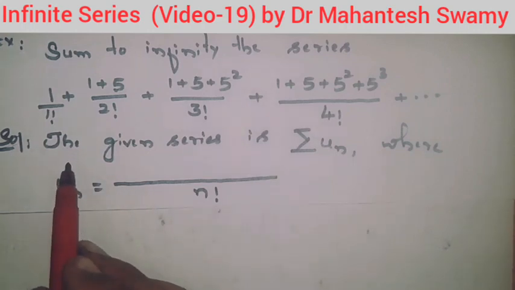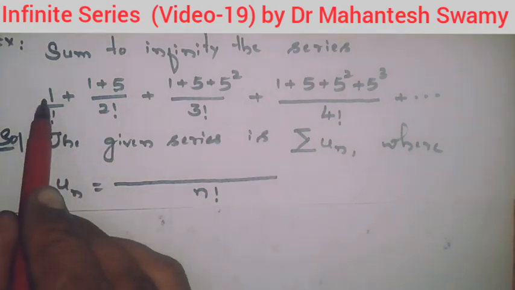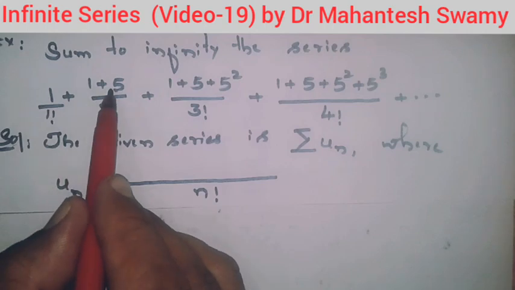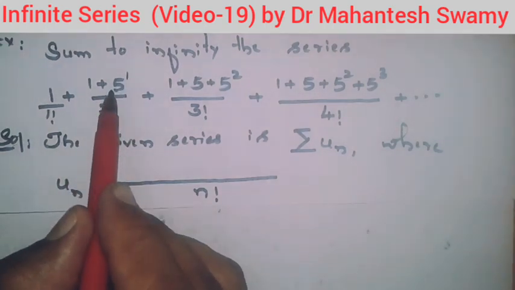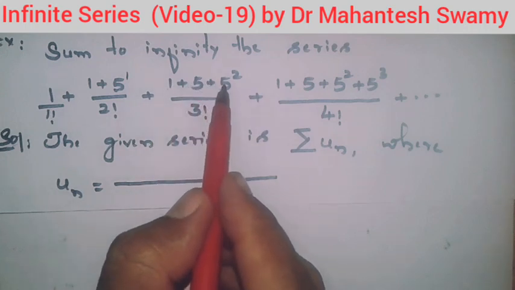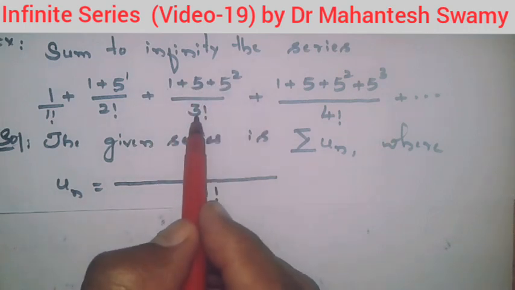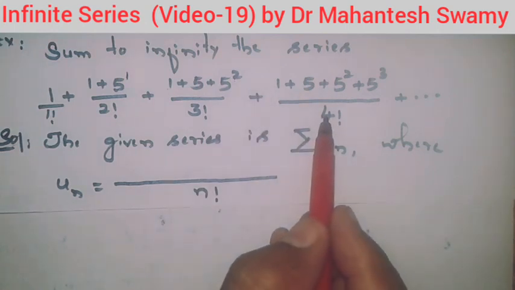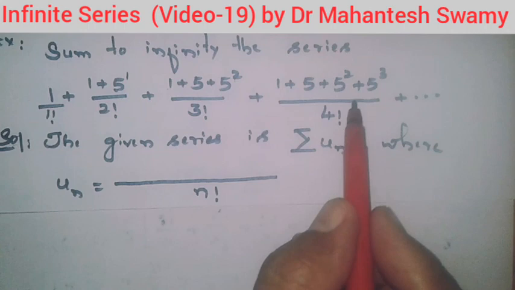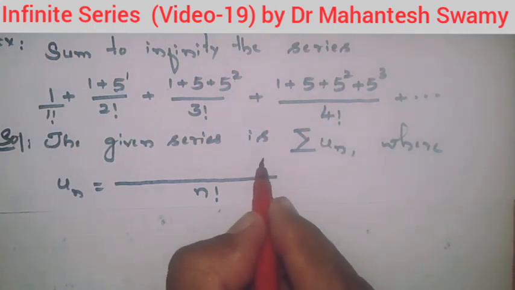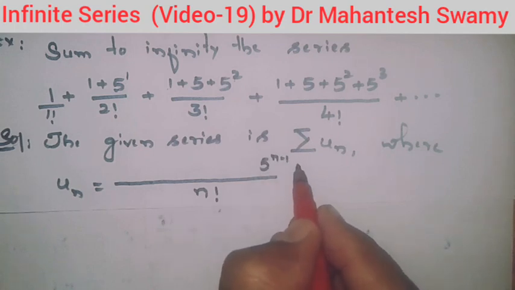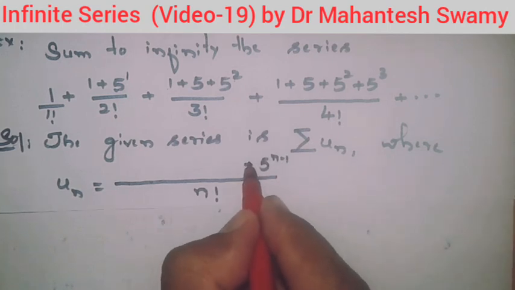Now what about the numerator? In the first term the numerator is 1. In the second term the numerator is 1 plus 5 to the power 1. In the third term 1 plus 5 plus 5 to the power 2. That is, in the third term it is 1 less. In the fourth term it is up to 5 to the power of 3. So in the nth term it should be up to 5 to the power n minus 1.